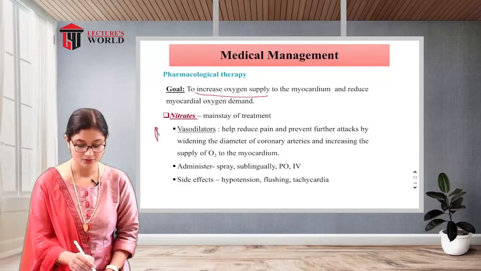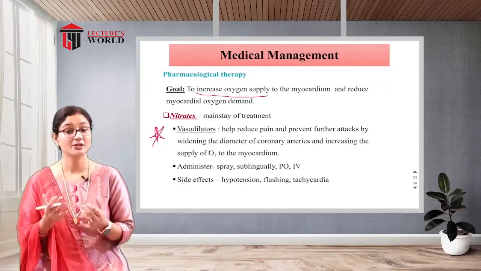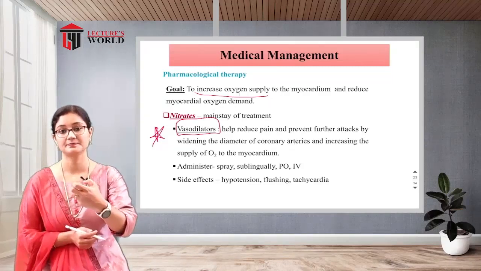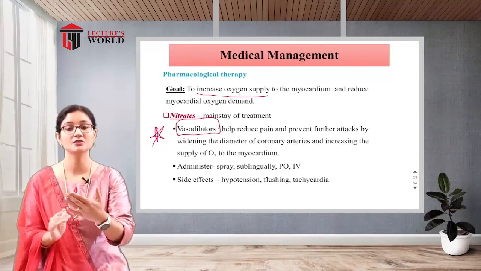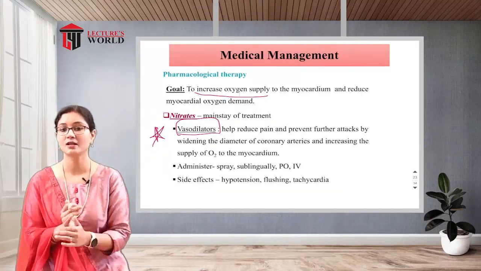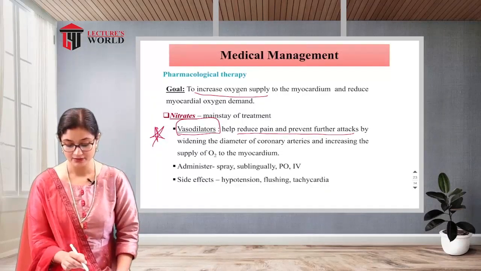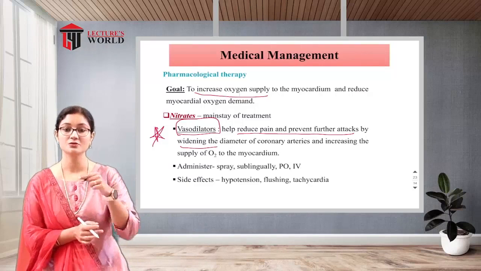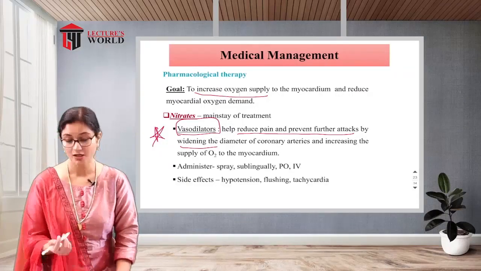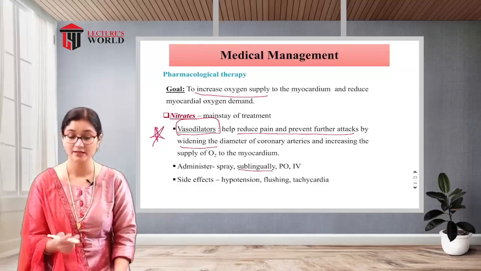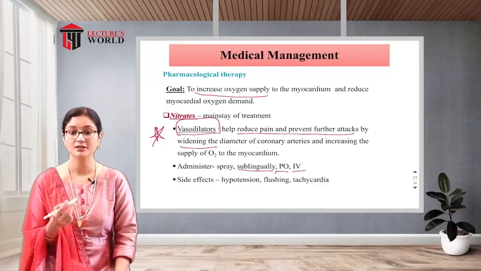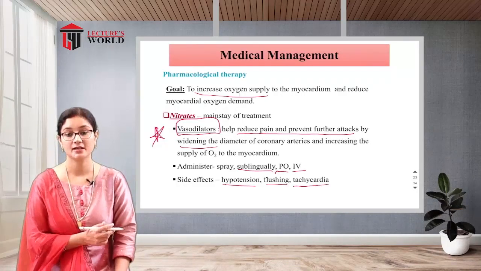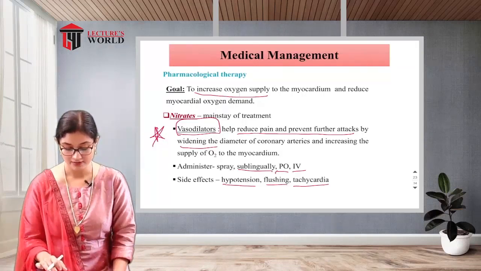So most commonly used are nitrates, nitroglycerin. It is a vasodilator. It will dilate the vessel. So dilation of the vessel will nicely allow the blood to flow into your myocardium. It helps reduce pain and prevent further attack by widening the diameter of coronary arteries and increasing supply of oxygen to the myocardium. How is it administered? Commonly it is given sublingually. Sprays are also available. Per oral also it can be given, and intravenous also. Side effects: hypotension, flushing and tachycardia. So these are the side effects of nitrates.